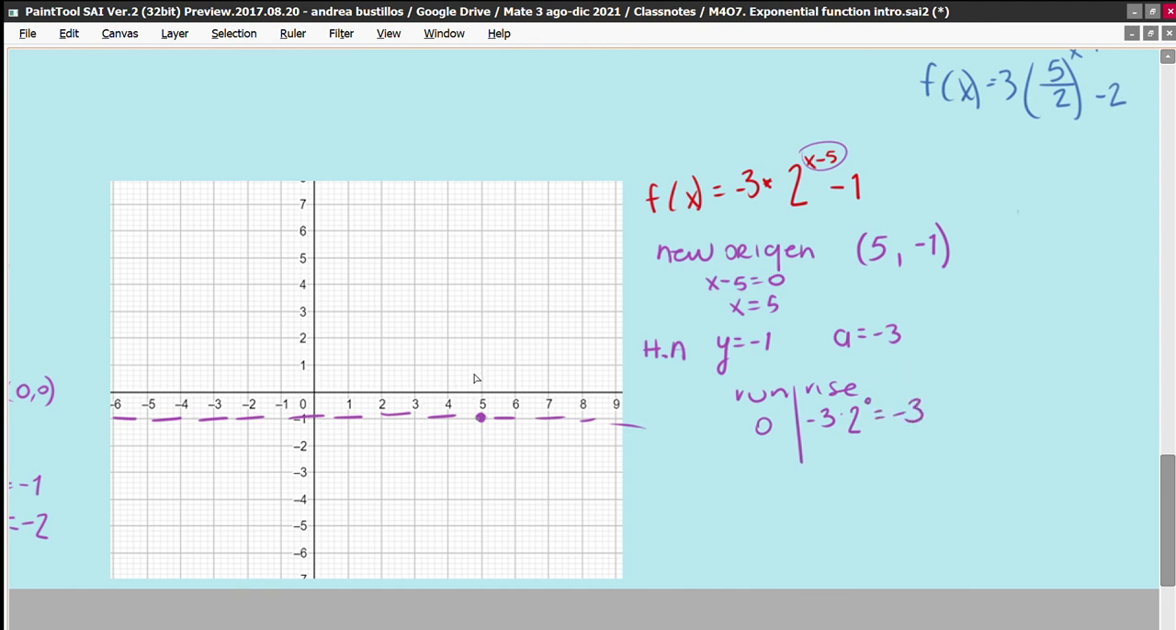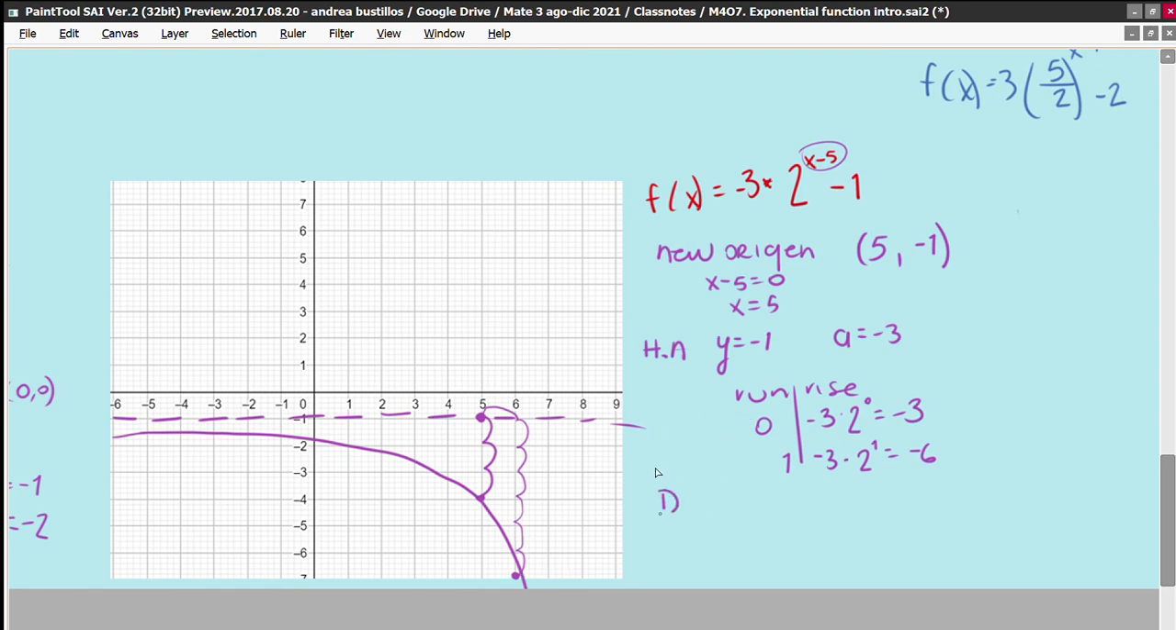So starting from my new origin, I'm going to rise 3 negatives. And if I run 1 from the new origin, I'm going to rise minus 3 times 2 to the power of 1. And this is minus 6. So if I run 1 to the right, I'm going to rise 1, 2, 3, 4, 5, 6. So this function passes through this couple of points. It gets close to the horizontal asymptote, and then it goes to minus infinity.